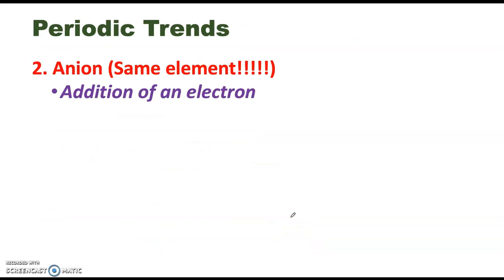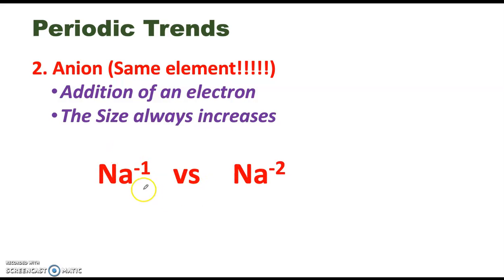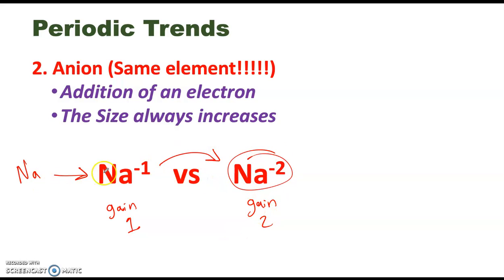The opposite rule has to do with anions. So if you add an electron, that will make the size increase. So here's our example. We've got sodium. This has gained 1 electron. This has gained 2 electrons. And again, let's go back to the example. If I have a neutral sodium and it gains 1 electron, this will be bigger than this, because you're adding another electron. Electrons repel, so they're going to spread out a little bit more, making the atom bigger. Adding a second electron will make it even bigger, so this is the biggest of the three here. But I was only asking about these two, still the biggest.